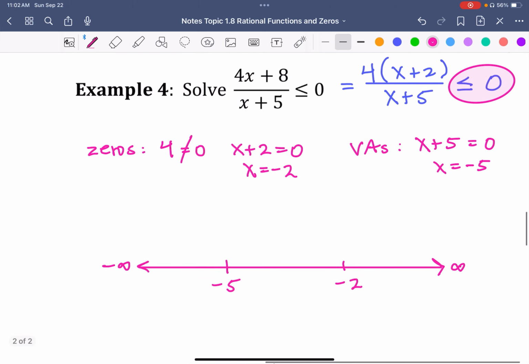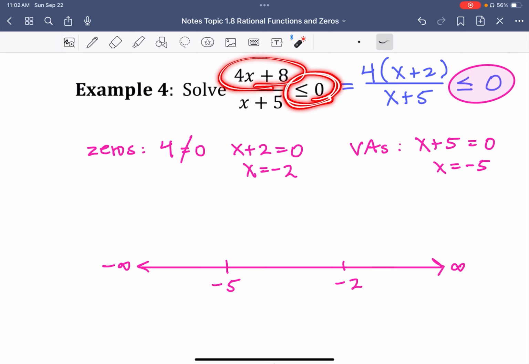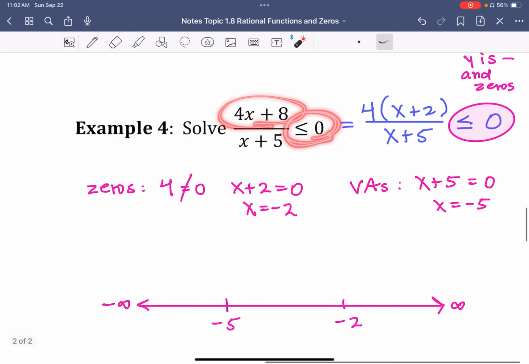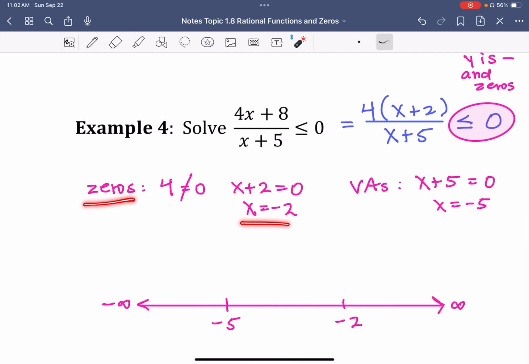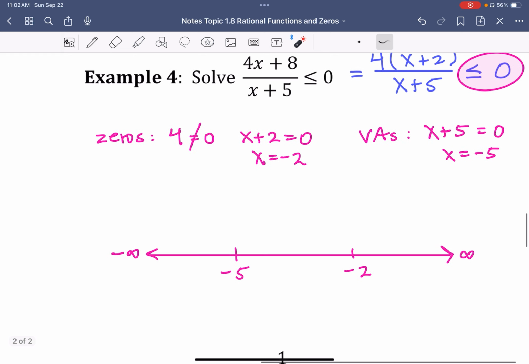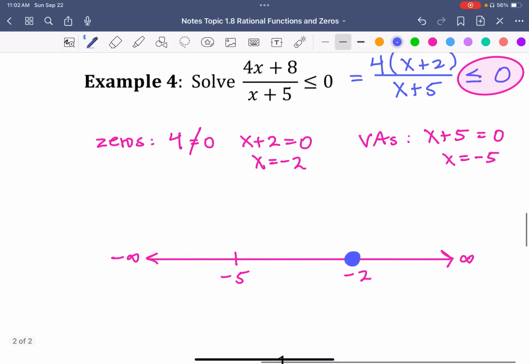Okay, so remember, for the zeros, whatever is in the numerator depends on the inequality. Because the inequality said and the zeros, we said that earlier, and we're including the zeros, the value that we got for the zero, which is at negative 2, will be closed. So I'm going to put a closed bubble around negative 2. And remember that everything from the denominator, which are your vertical asymptotes, are always open no matter what. Now let's test some numbers. I'm going to test negative 6, negative 4, and 0.